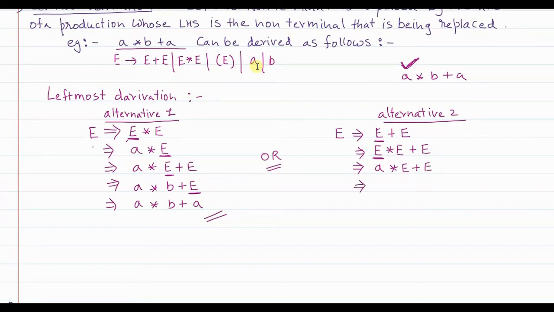Then this is the next leftmost element to be replaced. So A into, what I want next is B, because the next element here is B. So I will replace E with B. E can be replaced with B. So what I get here is B plus E. And now this is the last leftmost element. So A into B plus E is replaced with A.